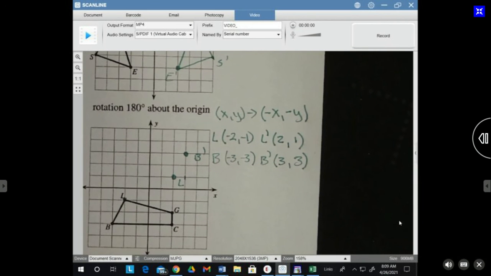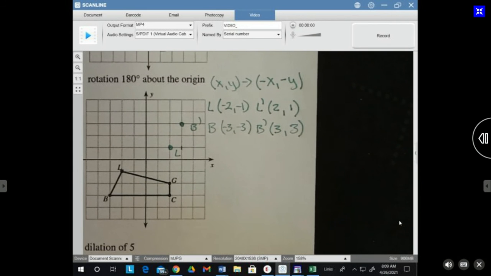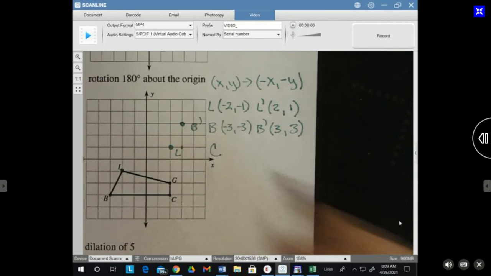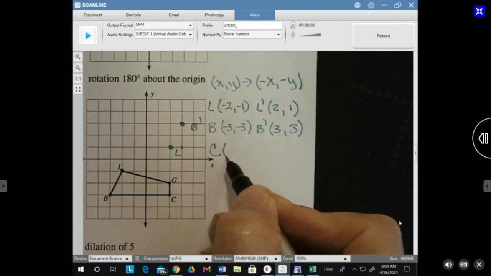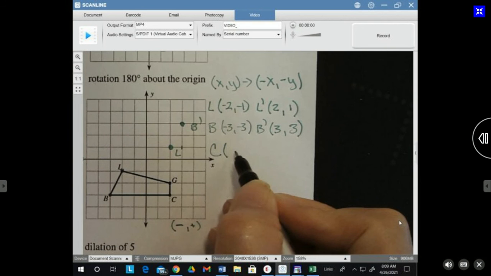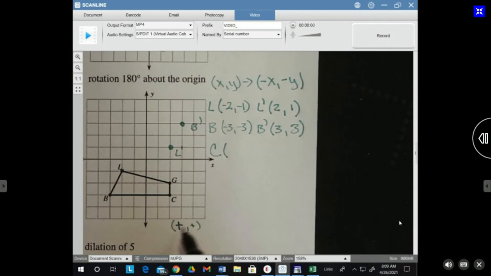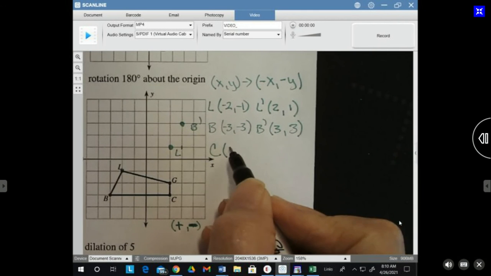Anybody go up and do G for me? Fine. C. What quadrant are we in for C? And I know X is and Y is positive, right? So, C. No. X is positive. Y is negative. Oh my goodness. Look at that. All right. Might not be perfect. 2 and -3. So C prime.